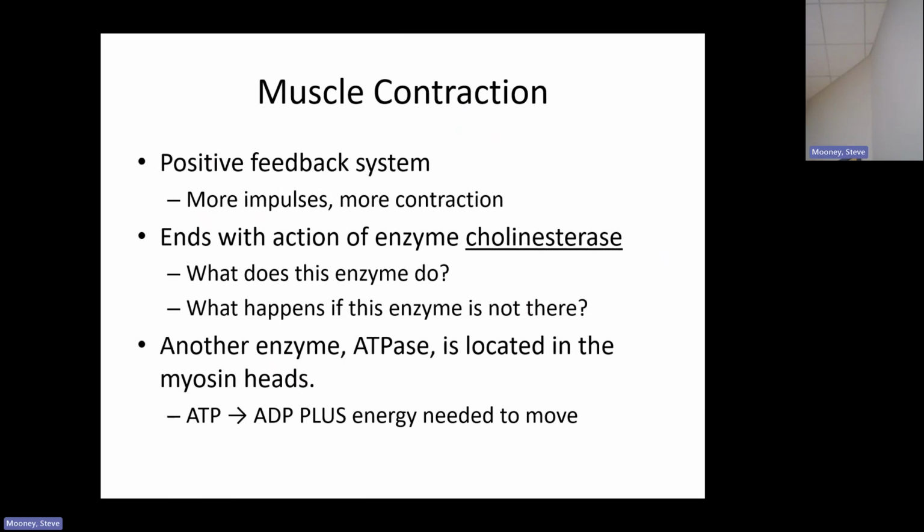Another enzyme is going to be located on the myosin heads, and we'll get to showing exactly where that is. This is called ATPase. Does everybody know the nomenclature for enzymes? ASE tells you what it breaks apart. So an enzyme that is going to break acetylcholine, cholinesterase, breaks it there. This is an enzyme that's going to break ATP apart, release that energy so we have the power to move forward.